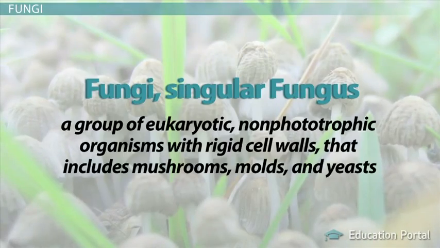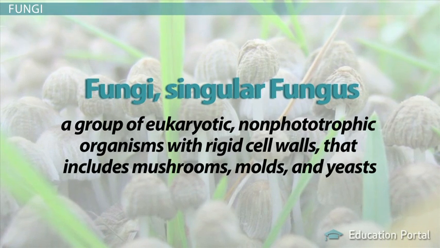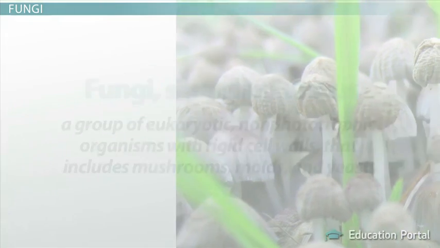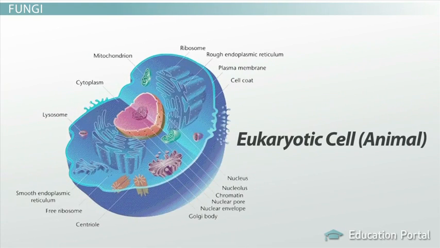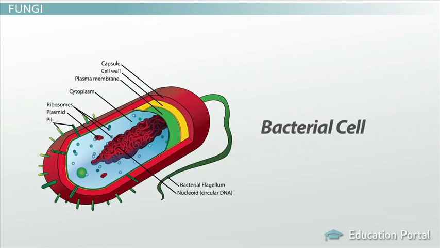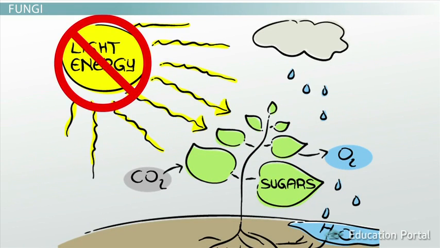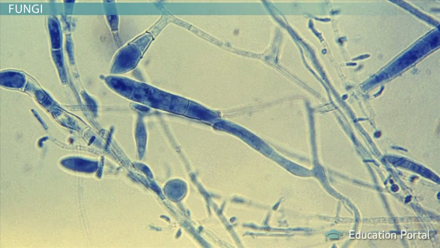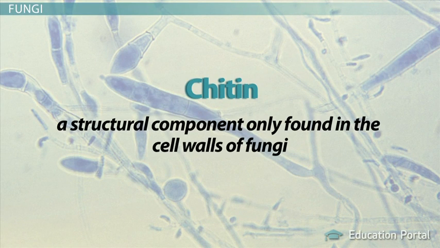Fungi, singular fungus, is a group of eukaryotic, non-phototrophic organisms with rigid cell walls that includes mushrooms, molds, and yeasts. This definition has some words in it that probably need definitions of their own. Eukaryotic simply means that fungal cells have a nucleus, like plant and animal cells, which distinguishes them from the bacteria and archaea. Non-phototrophic means that they can't use light for energy because they lack chlorophyll, distinguishing them from plants. The cell walls of fungi are unique in that they contain large amounts of chitin, a structural component only found in the cell walls of fungi. The chitin makes the cell walls rigid.